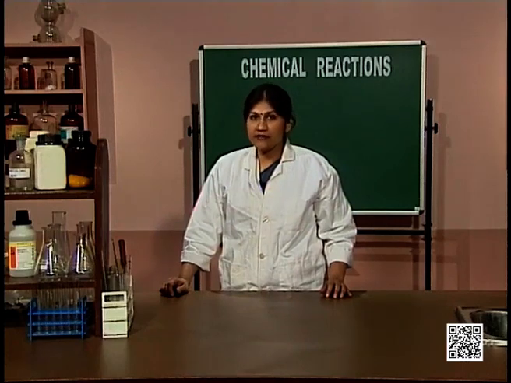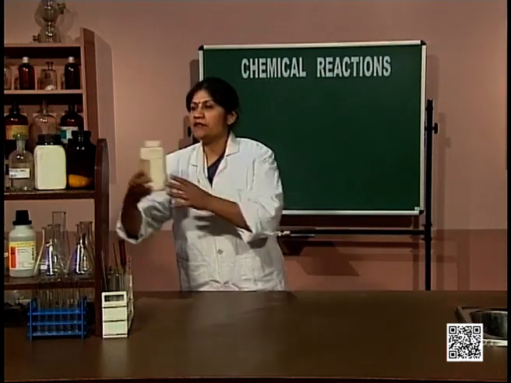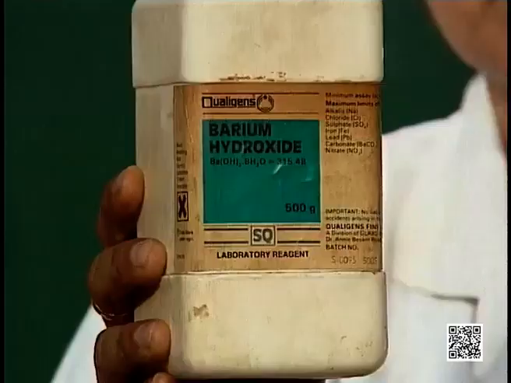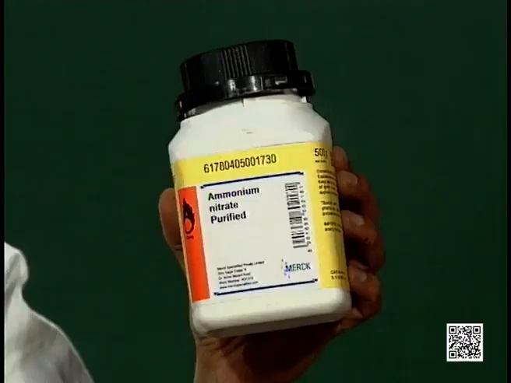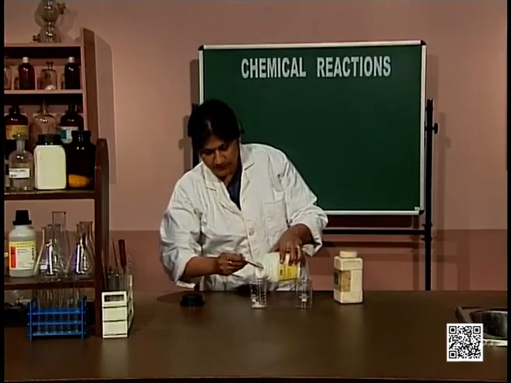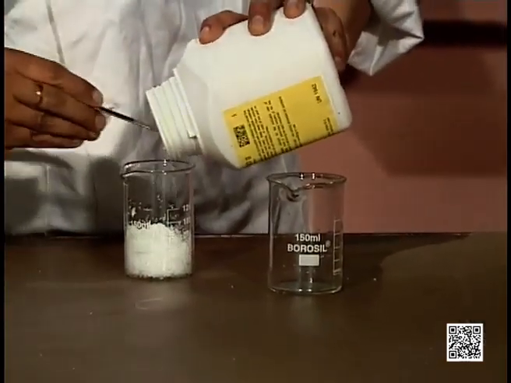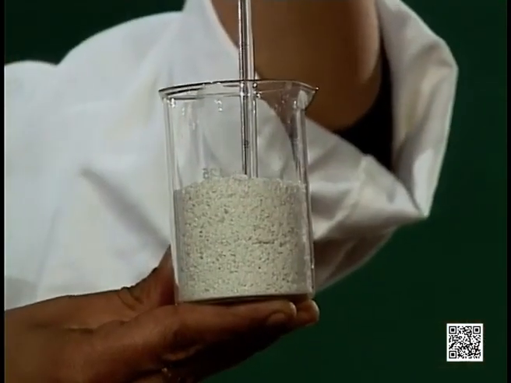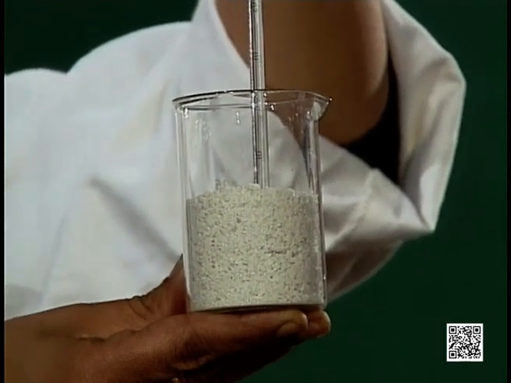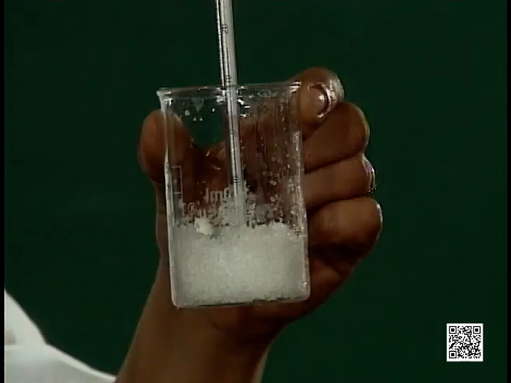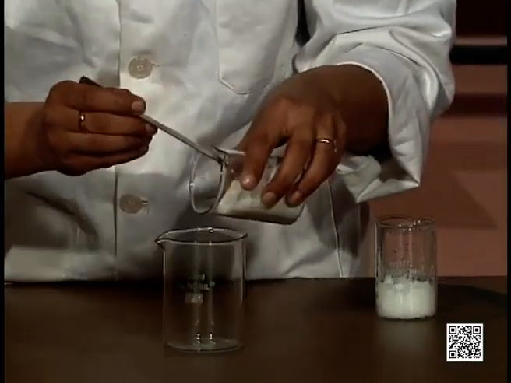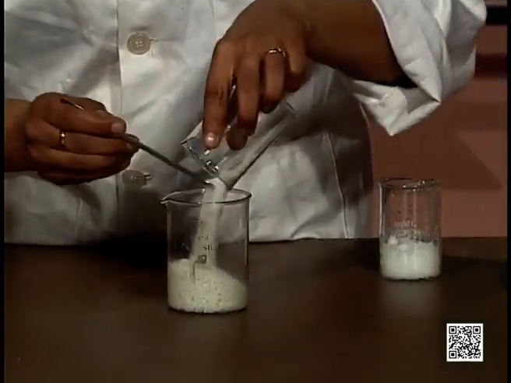Let us try another experiment. This time we will take barium hydroxide and ammonium nitrate in the ratio 2:1. The temperature of barium hydroxide powder is 17 degrees Celsius. The temperature of ammonium nitrate is also 17 degrees Celsius. Let us mix the two powders and observe what happens.